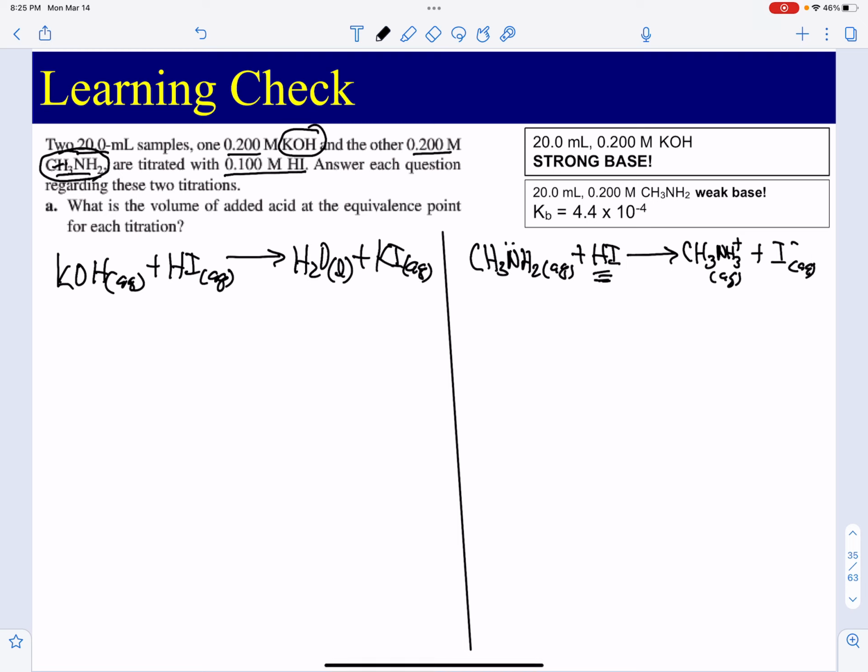And we knew that we started with 20.0 mL of this, 20.0 mL of this. We also know that this is 0.200 moles per liter. Same story over here.